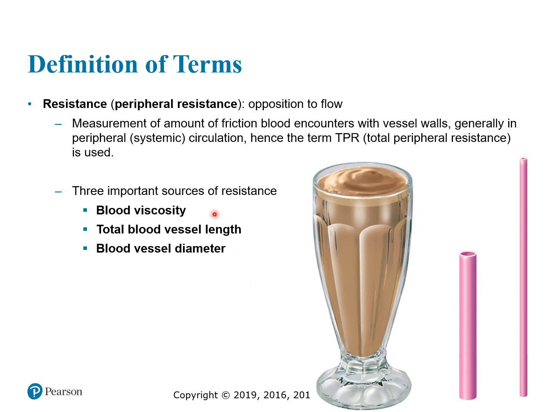So these are the three factors. The viscosity. Viscosity is the thickness, and then the total blood vessel length. It affects the resistance. The greater the vessel length, the greater the resistance. And then the blood vessel diameter. If the diameter is wider, it is easier for the blood to move in the wide diameter vessel compared to the thin diameter vessel. So these are the three factors which affect the resistance.